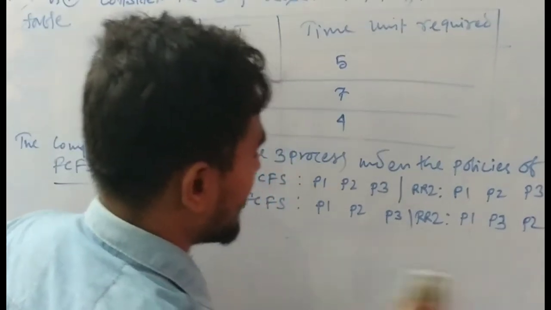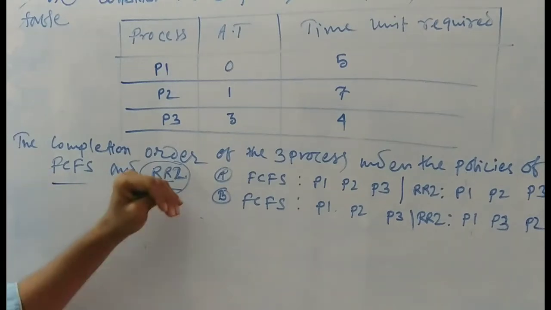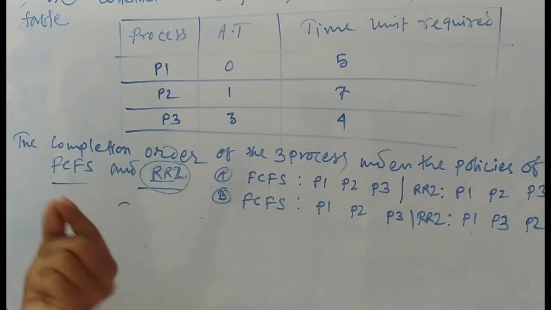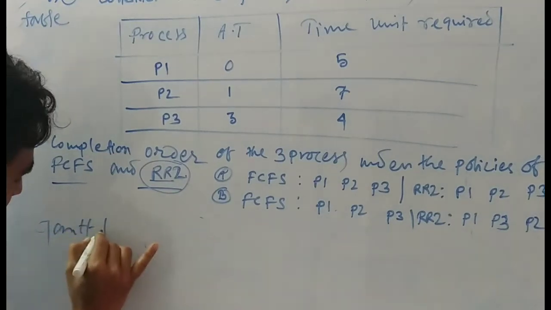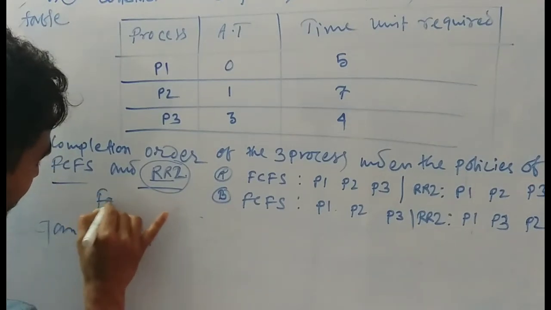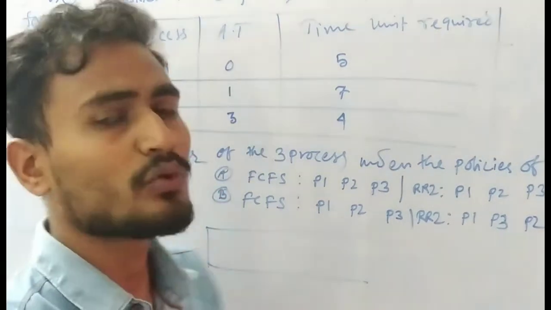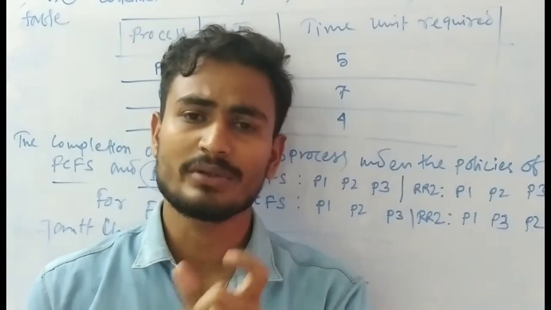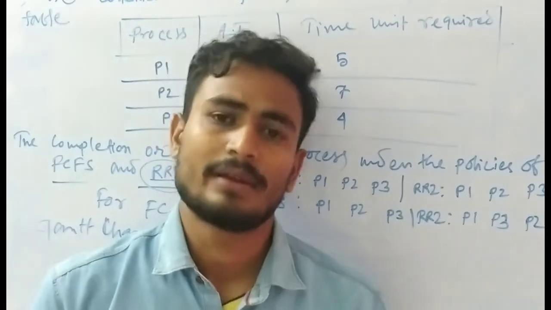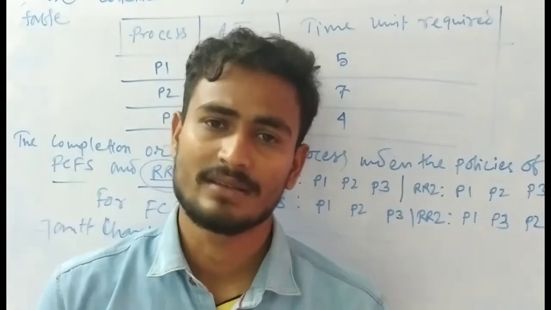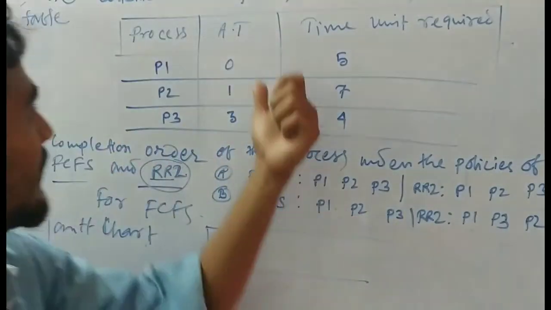So first of all, I am solving the question with respect to FCFS, then I will go to the round robin algorithm with CPU time quantum 2. So what is my Gantt chart for FCFS? Sir, what is the Gantt chart? The Gantt chart is the most important thing for a CPU scheduling algorithm. Without a Gantt chart, it is not possible, or very difficult, to solve. That's why a Gantt chart is required to implement this algorithm.